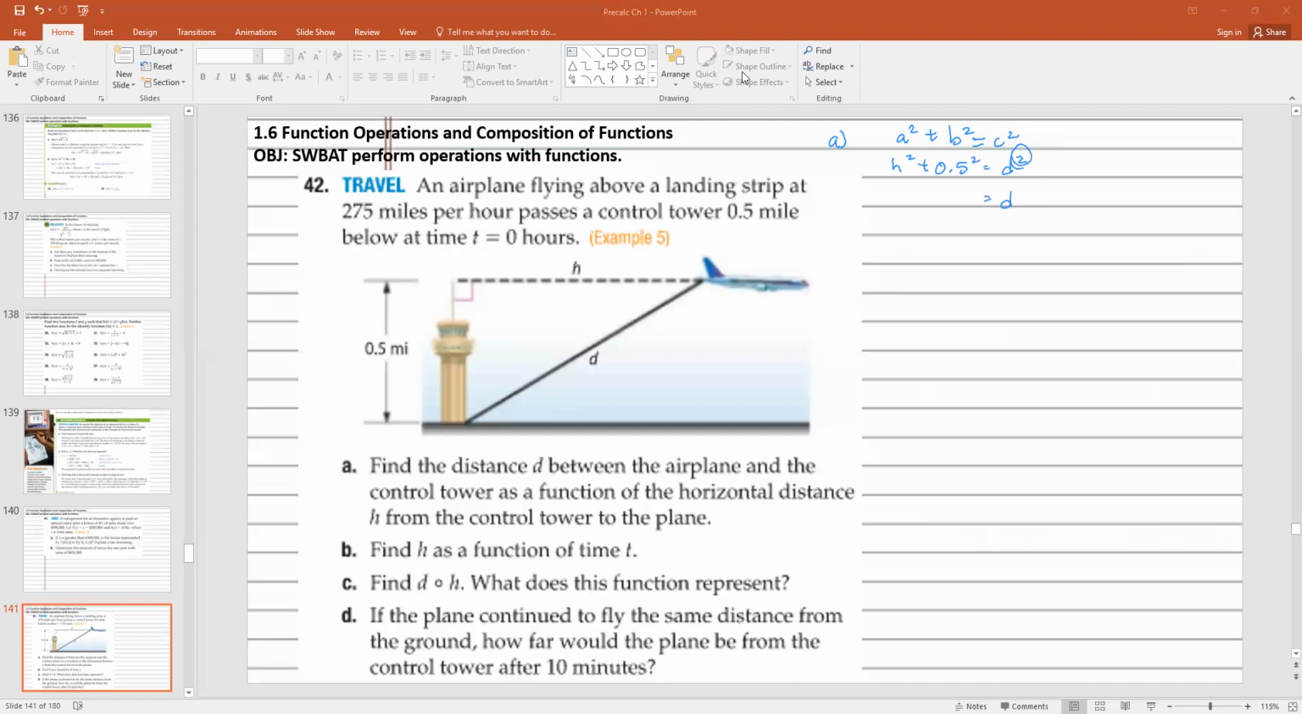The opposite of squaring is square rooting. We just take the square root of both sides and get the square root of h squared plus 0.5 squared. We know 0.5 squared is 0.25. And there we go, as a function of the horizontal distance h from the control tower to the plane. That's all we had to do. We're finished. It's a function of h.